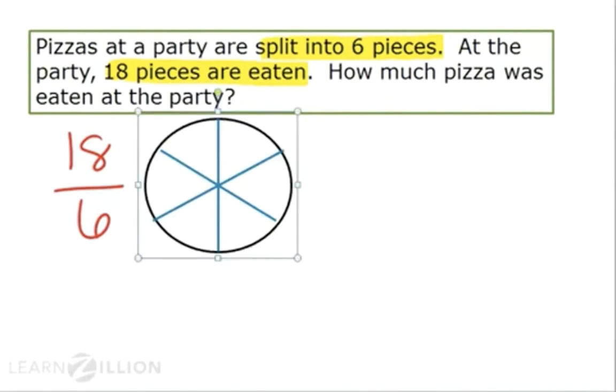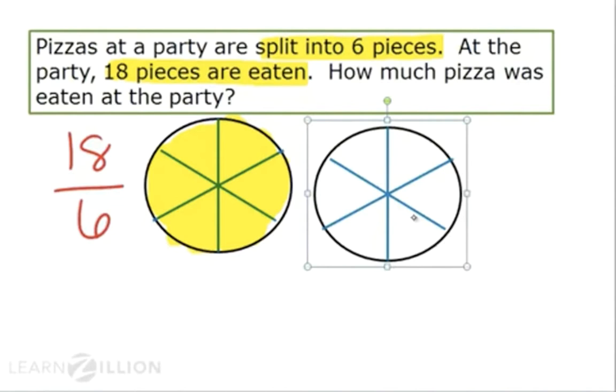Drawing a picture, I see that 1 pizza is not enough because it only gives me 6 pieces, and I'm really looking for 18. That means I need to keep drawing pizzas to get to the 18 pieces I need. A second pizza of 6 pieces gives me 12 total because 6 from the first and 6 from the second equal 12, and this is still not enough, so I need to draw a third pizza.